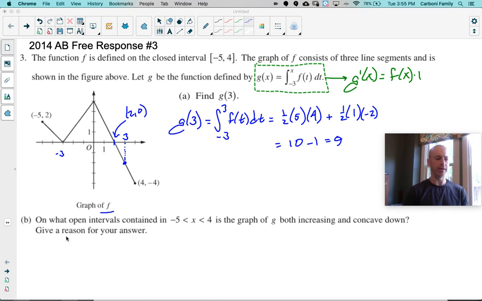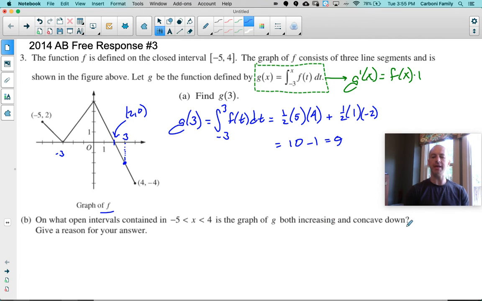Okay, so now I'm looking at B. On what intervals is the graph of g increasing and concave down? Pay attention, it is asking about g, not f. So increasing means g prime is positive. Concave down is g double prime is negative. And that's kind of going to be the reason for the answer. We'll need to somehow tie it to f because that's the graph that we're interpreting.